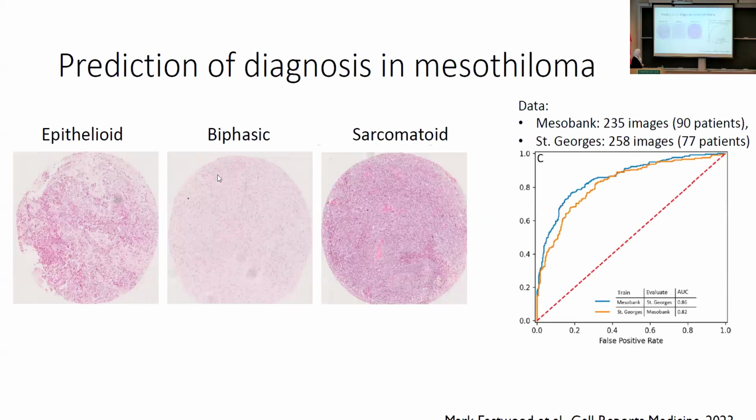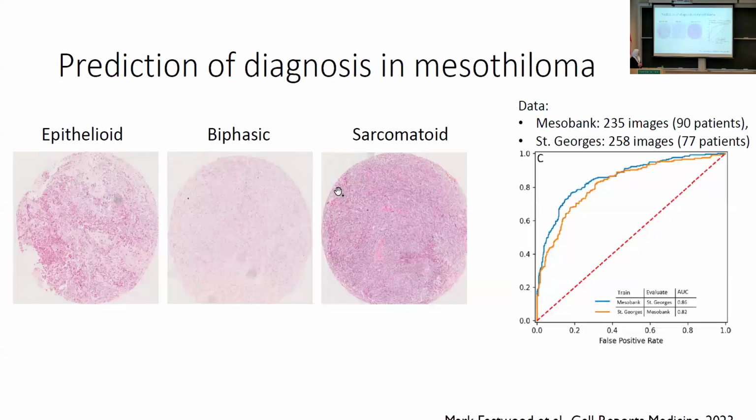So we have tumors that, in this project, we were looking at mesothelioma, which is a cancer that happens in the lining of the lung. And it's really bad. Once the patient has it, it's almost a death sentence. So for these tumors, we have two main diagnoses, epithelioid and sarcomatoid, but also we have something in between called biphasic. And basically the biphasic is a mixture of those two phenotypes.